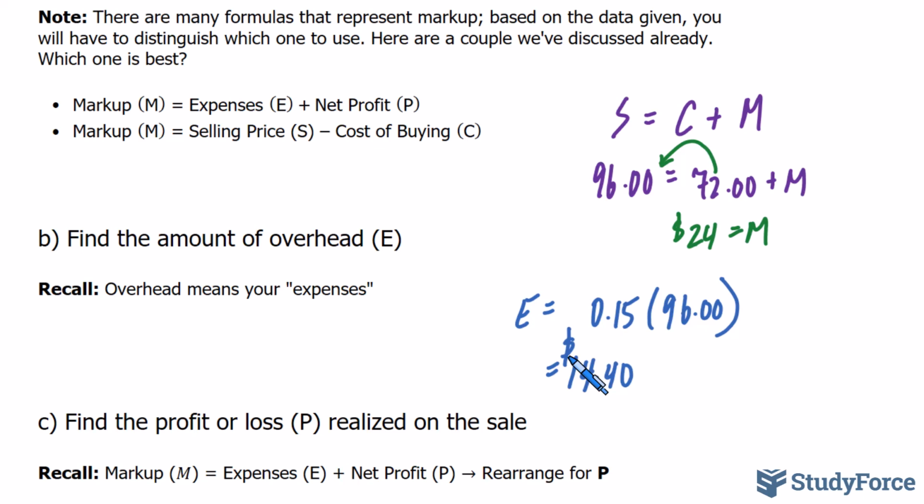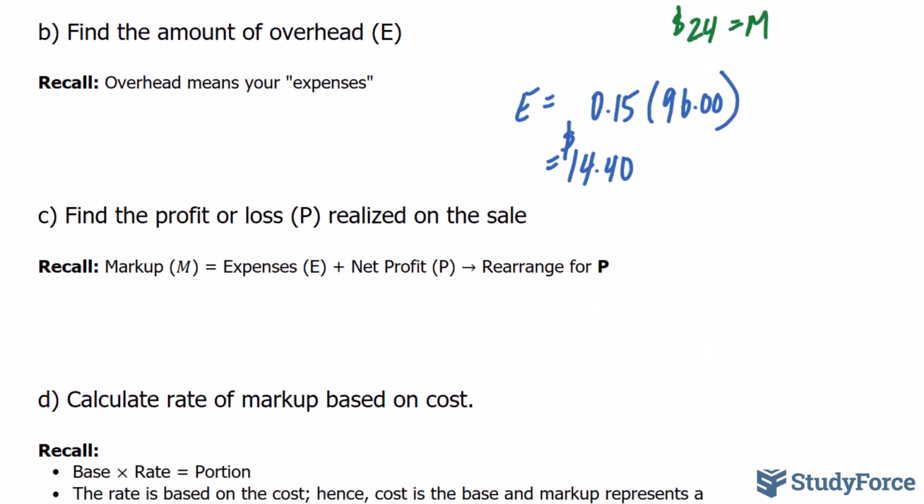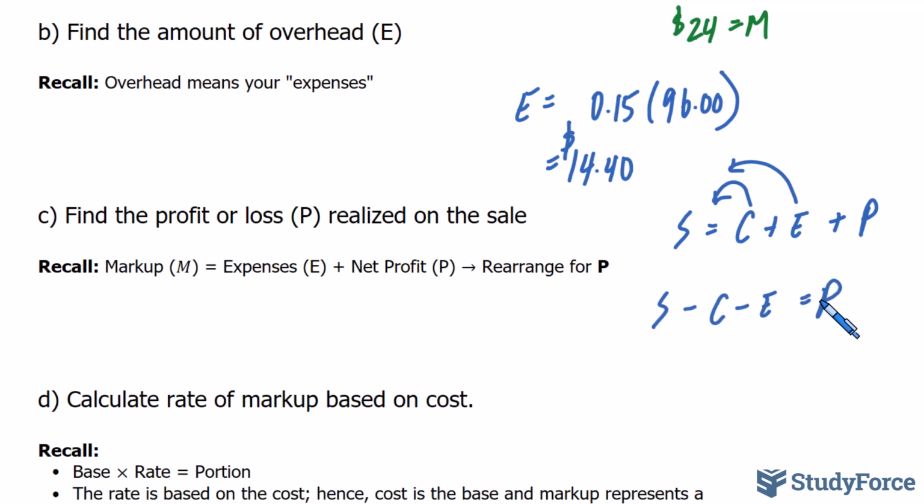That was easy enough. Let's move on to question C. Find the profit or loss P realized on the sale. Now recall that to find the profit, we can use the formula S is equal to your cost plus your expenses plus your profit. And we can rearrange for P by bringing C and E over to the left side. And remember, we have S, C, and E, so this will work. S take away C take away E is equal to P.